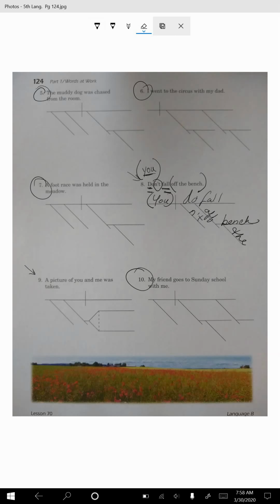All right, the picture of you and me was taken. Of you and me is the prepositional phrase with two objects, you and me, two pronouns acting as objects. So a picture was, don't forget the helping verb. That's everybody's trip up also, forgetting helping verbs. All right, now let's diagram it.